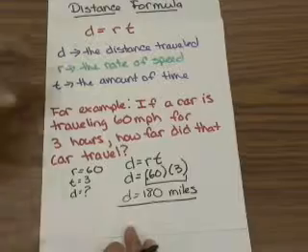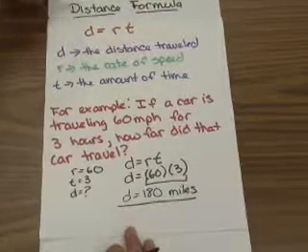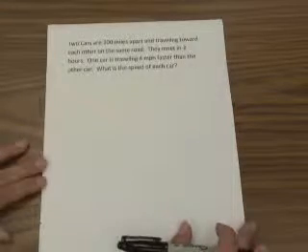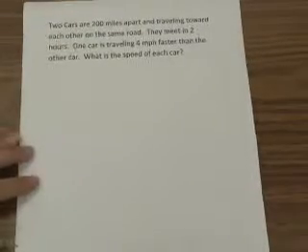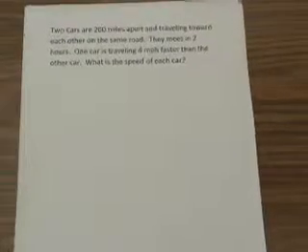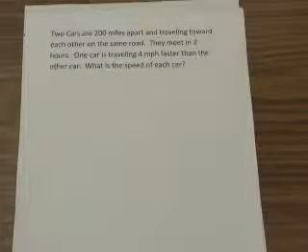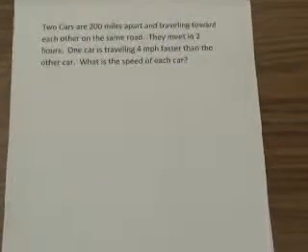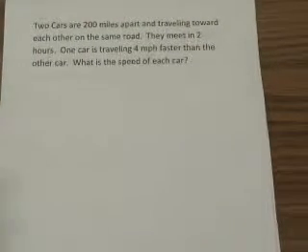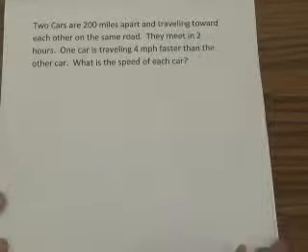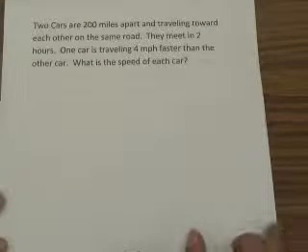Let's look at some other distance formula problems using a chart. Here, two cars are 200 miles apart and traveling towards each other on the same road. They meet in 2 hours. One car is traveling 4 miles per hour faster than the other car. What is the speed of each car?